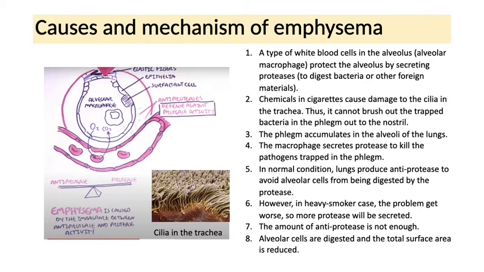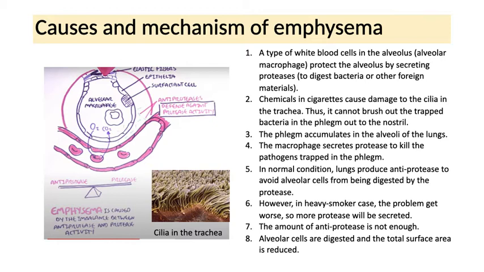Proteases are enzymes that digest protein, something that you have learned in chapter 2 and also from the digestive system. Why is it important to combat the bacteria? Because bacteria and foreign materials that mostly consist of protein can be digested by the protease. So that's how the white blood cell, the alveolar macrophage, can help you to protect your alveolus.